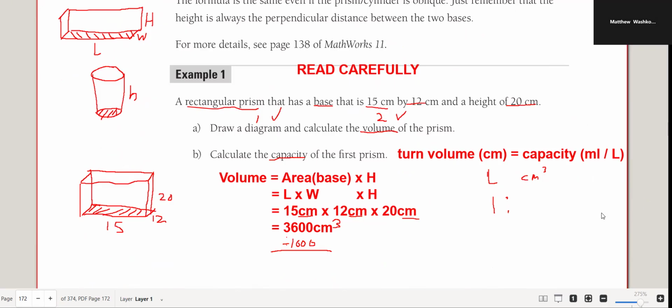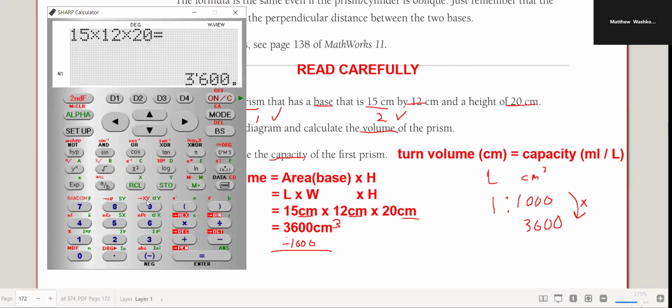So for example here, 1,000 cubic centimeters is equal to 1 liter. Now, if I know that I have 3,600, what's the magic number? 1 times something gives me 1,000, times something gives me 3,600. 3,600 divided by 1,000 gives me that magic number.